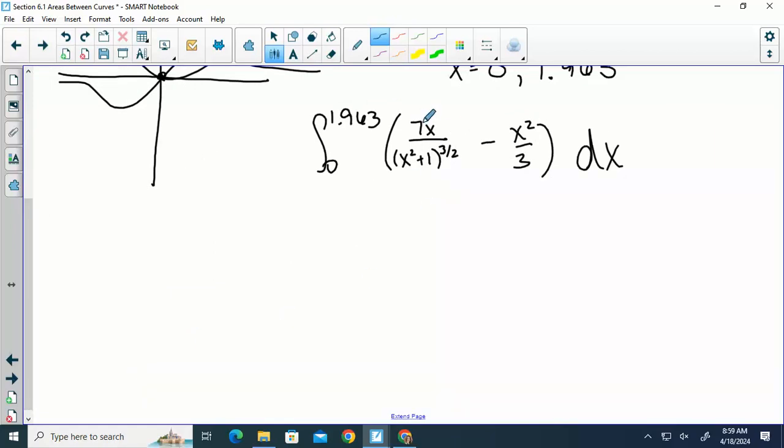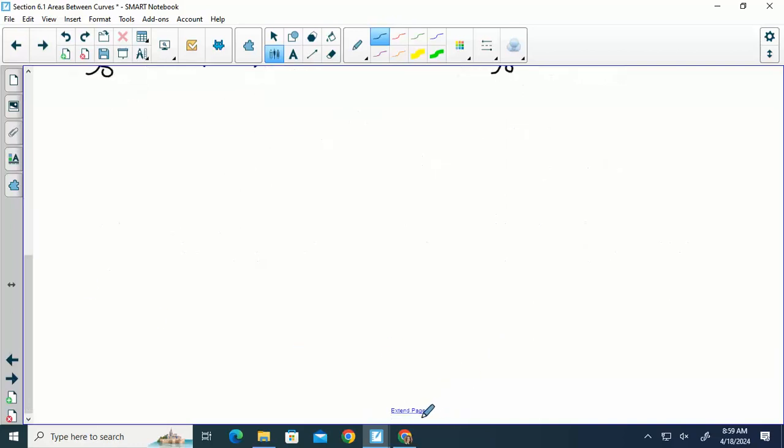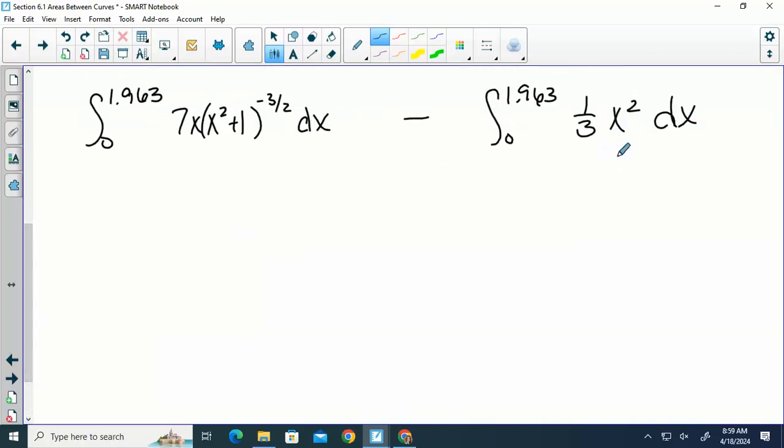Alright, is this going to be an easy integral? X squared over 3 isn't bad, but the first one is, so I'm going to break those up. So this is the integral of 7x times (x squared plus 1) to the negative 3 halves dx. And we'll do minus the integral from 0 to 1.963 of 1/3 x squared. This one's no big deal. But what am I going to have to do to integrate this? Substitution.